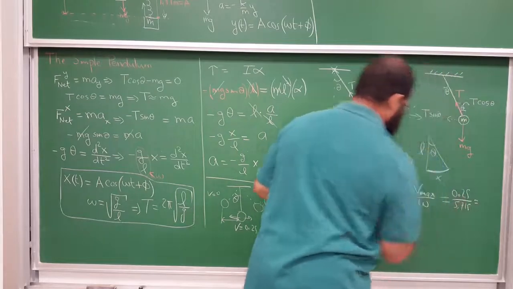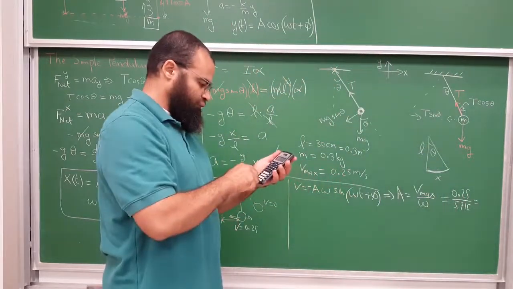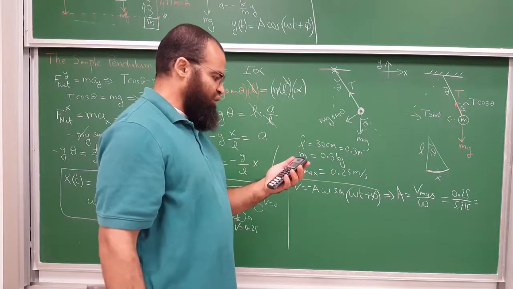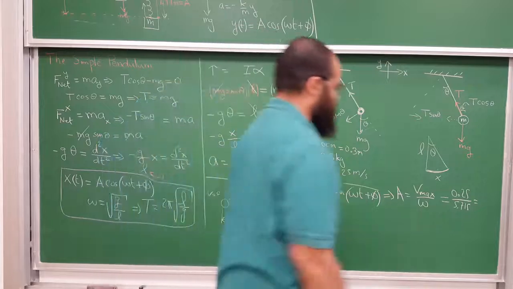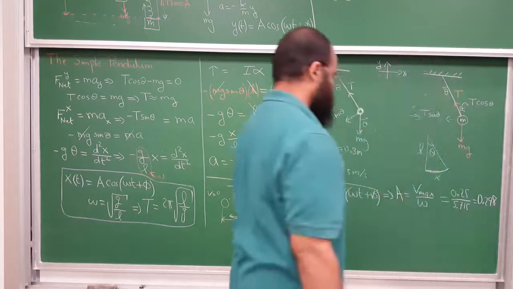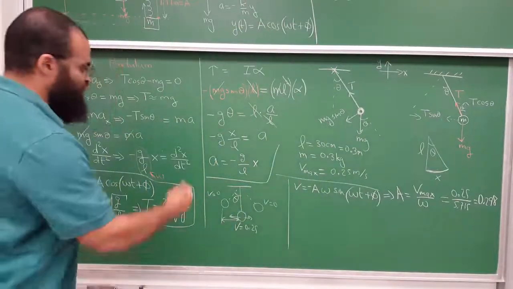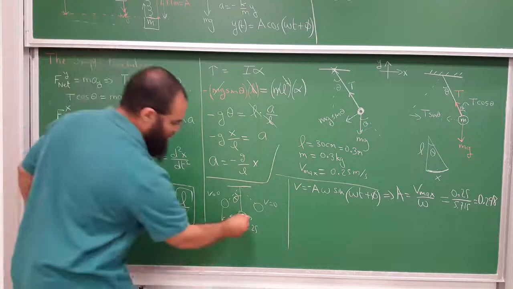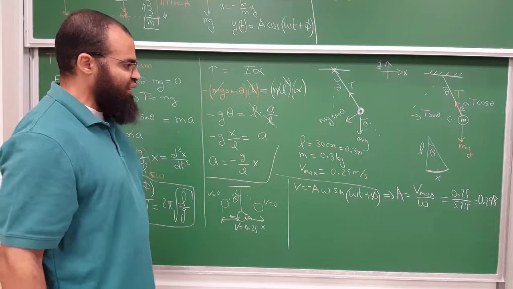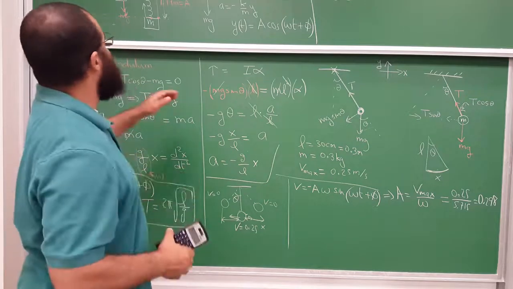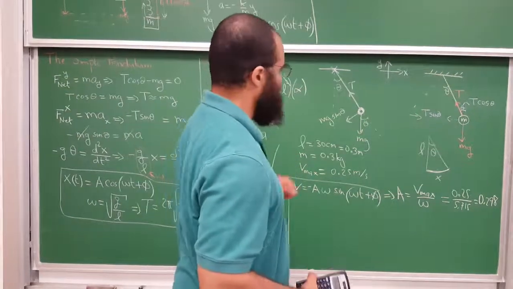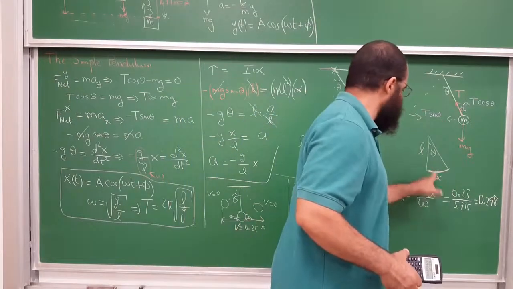5.715. And what do we get for the amplitude? The amplitude we get 0.298 meters. That's the amplitude. That's how far to the right it will be. That's x. But x is equal to L times theta. Remember from here, I drew it here. Yeah, x is equal to L theta.